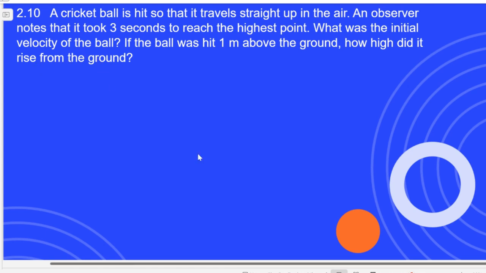For example, if we take an image, this is the ground, and this is the bat with which the ball was hit, and it moved upward. And let this be the maximum height where it reached. Then it came downward.